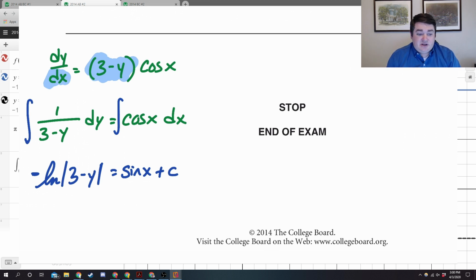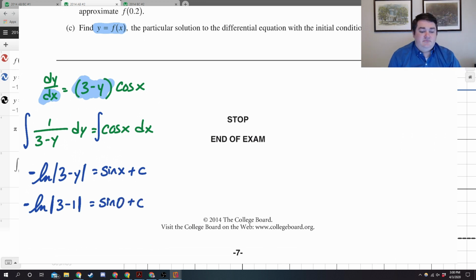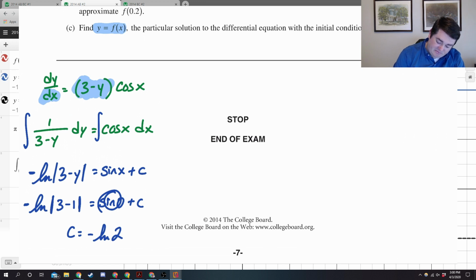So I need to do two things. I need to solve for plus c, and then I need to get y by itself. So I'll go ahead and solve for plus c using my initial condition, plugging in 0 for x and 1 for y. So negative natural log of 3 minus 1 equals sine of 0 plus c. Sine of 0 is just 0. So c equals negative natural log of 2. So that brings me to here. Negative natural log absolute value of 3 minus y equals sine of x minus natural log of 2.